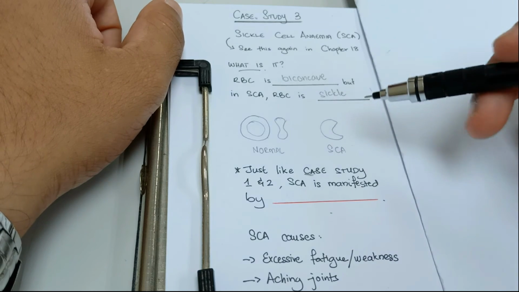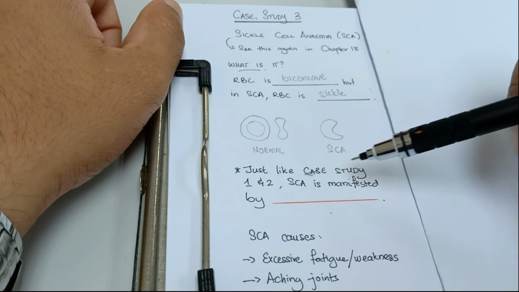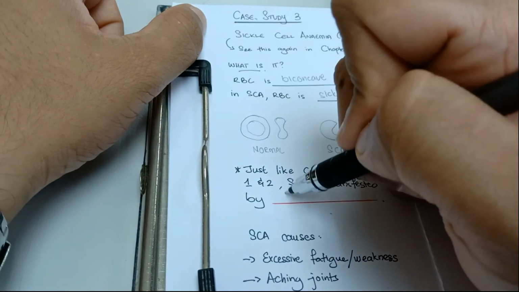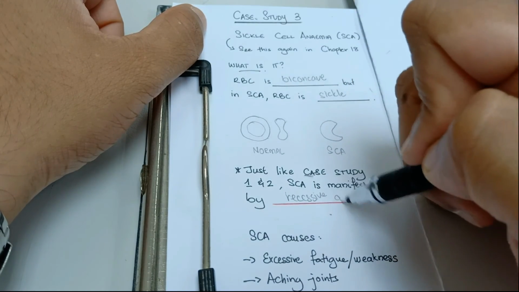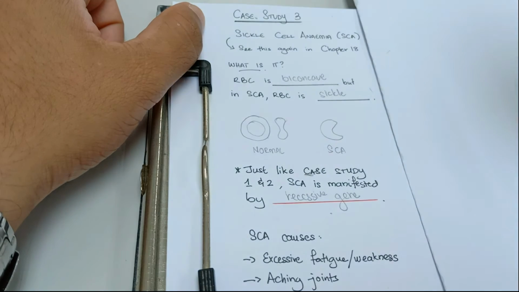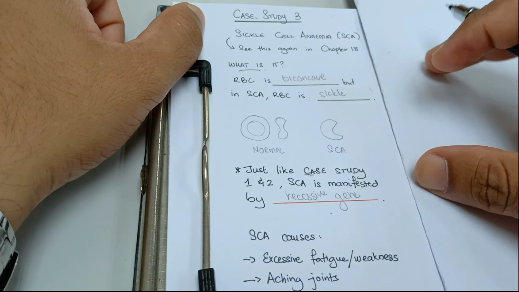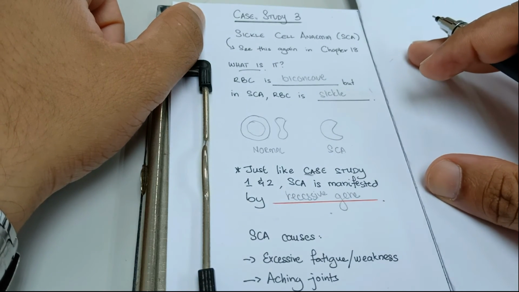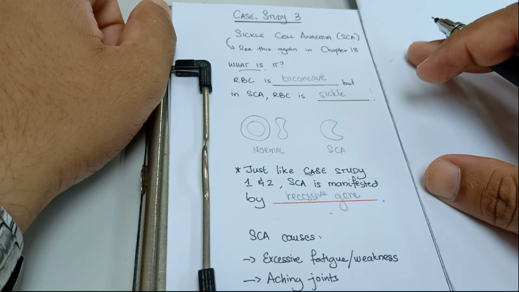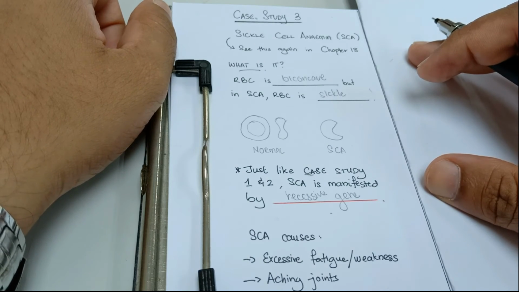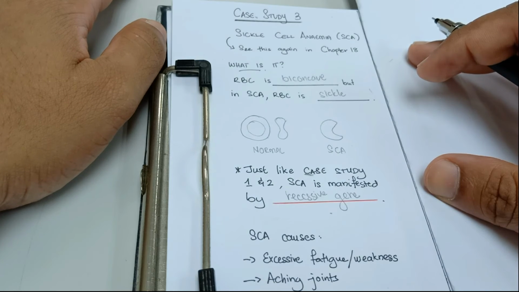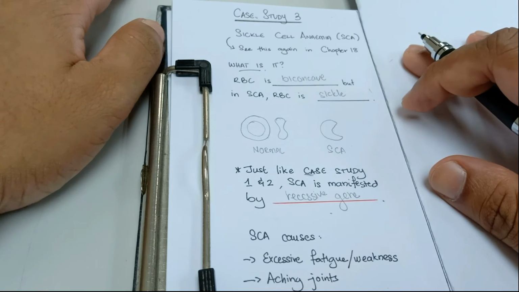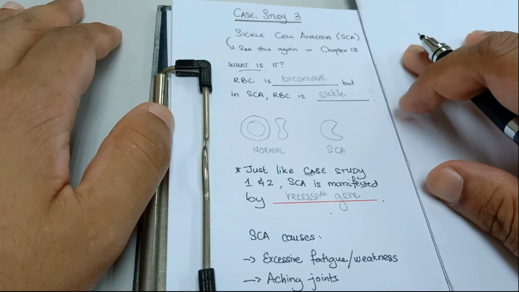Now just like in case study 1 and 2, sickle cell anemia is manifested by a recessive gene. The difference here is sickle cell anemia doesn't choose the gender. It can afflict both male and female. So when we do our Punnett square later, you'll see that I won't write the genders, but I only write the genes. So what does sickle cell anemia do?